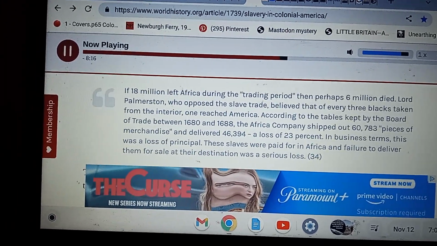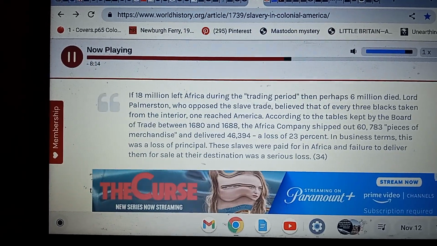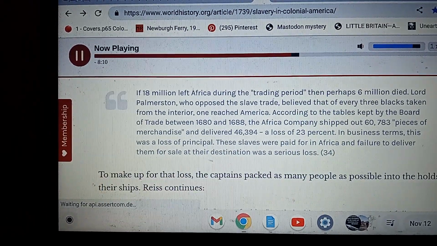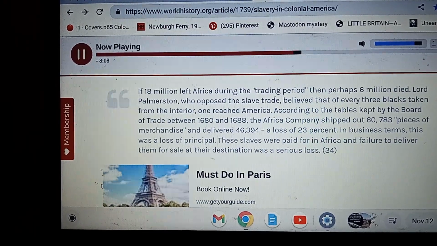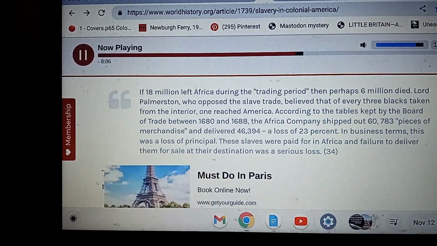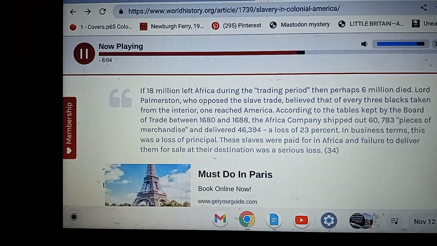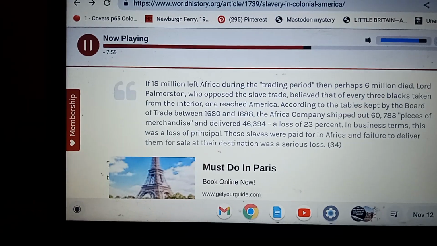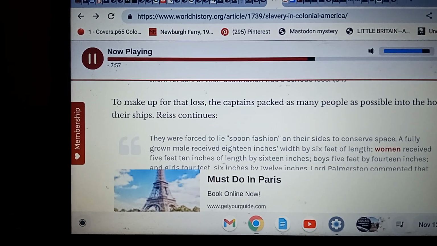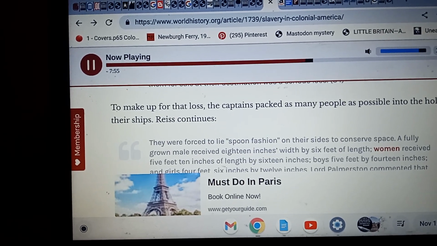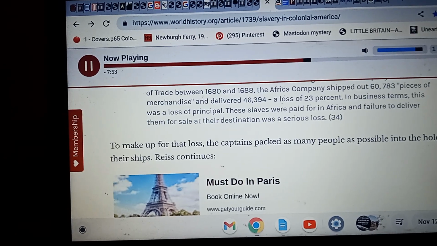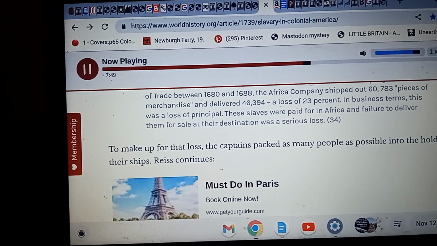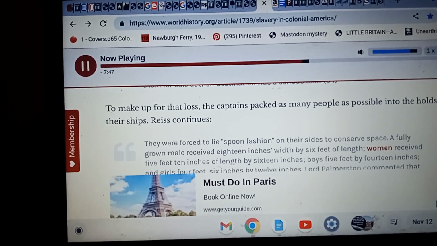According to the tables kept by the Board of Trade between 1680 and 1688, the Africa Company shipped out 783 pieces of merchandise and delivered 46,394, a loss of 23%. In business terms, this was a loss of principal. These slaves were paid for in Africa, and failure to deliver them for sale at their destination was a serious loss.